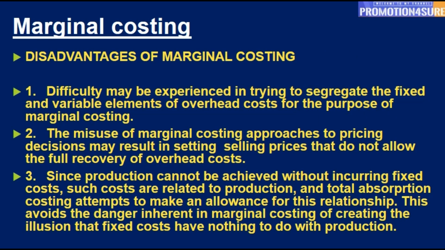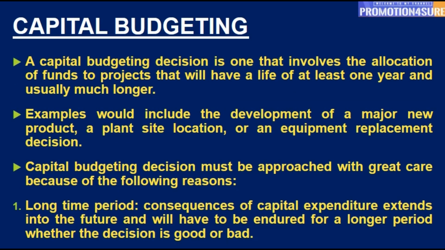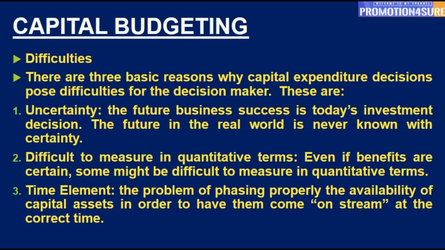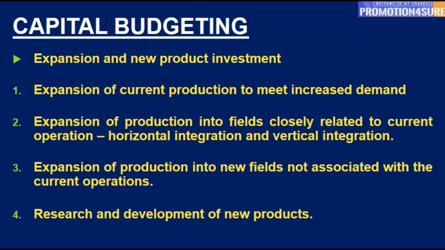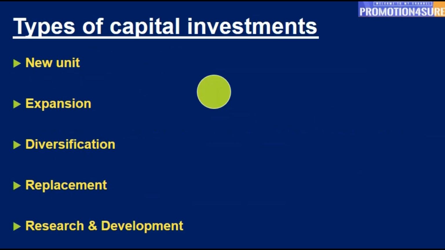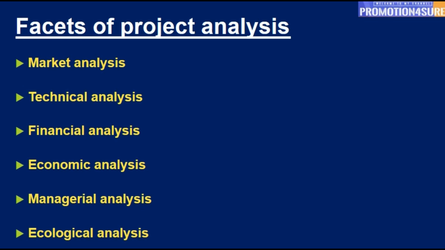Now, disadvantages of margin costing, you can go through it. This is one example of how to calculate capital budgeting. These are the difficulties: methods of classifying investment, expansion and new product investment, reason for using cash flows, types of capital investment, significance of capital budgeting, facets of project analysis.